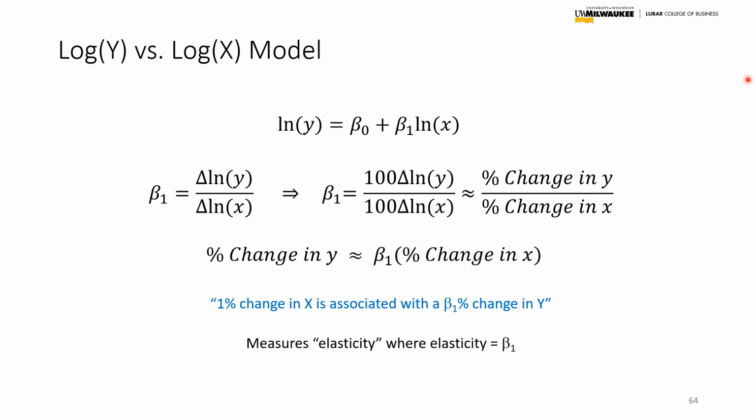Finally, let's consider the logging of y and the logging of x. So you have beta 1 as a change in log y over the change in log x. We'll multiply the top and bottom by 100. This gives us percentage change in y over percentage change in x equaling beta 1. Rearrange things. You should be able to see that for a 1% change in x, we get a beta 1% change in y. So this is percent to percent, and this is the well-known concept in economics of elasticity.